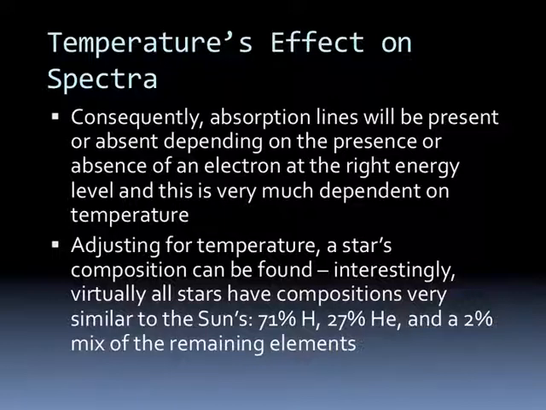So, if we do that and we adjust for temperature, a star's composition can be found. And interestingly, virtually all stars we see in the sky have very similar composition to the Sun, about 71% hydrogen, 27% helium, and about 2% the mix of the remaining elements. This is an important piece of information when we're trying to look at the structure of the universe as a whole.